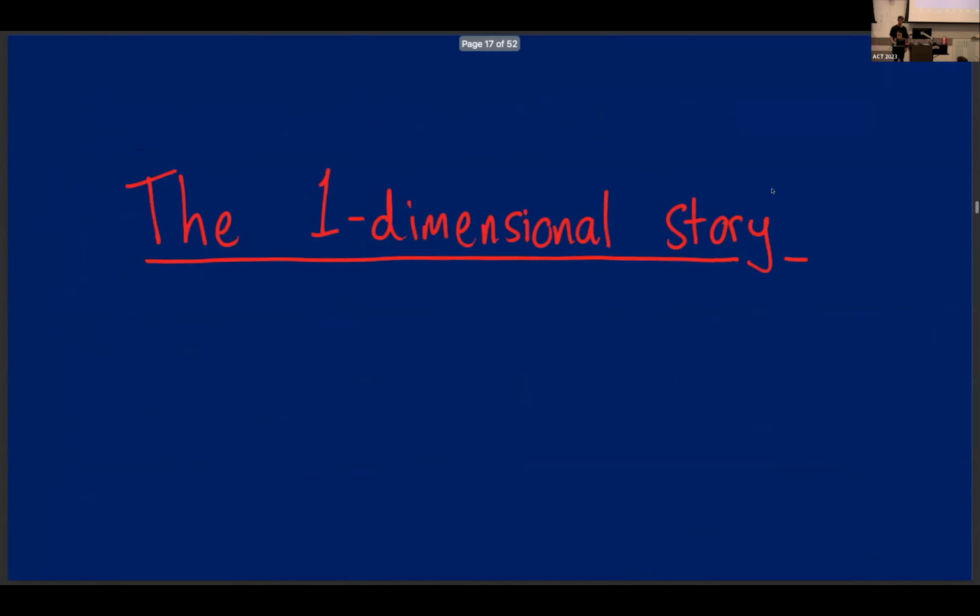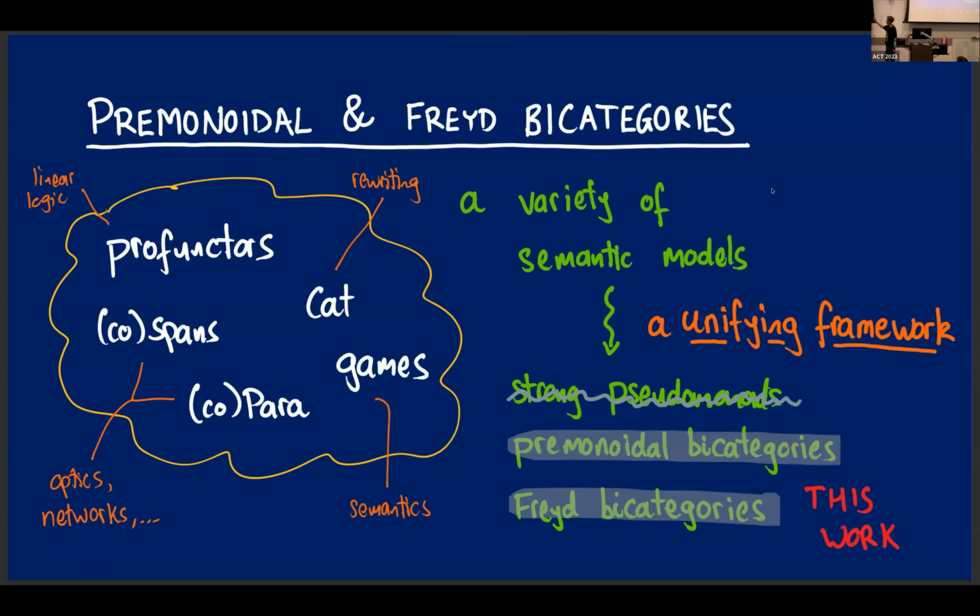Okay, so that's the end of the part about why we want to do this work. And so now the next part is I'm going to move into some definitions. I'm going to tell you what the one-dimensional structures are, and then I'm going to show you how to bicategorify it all.